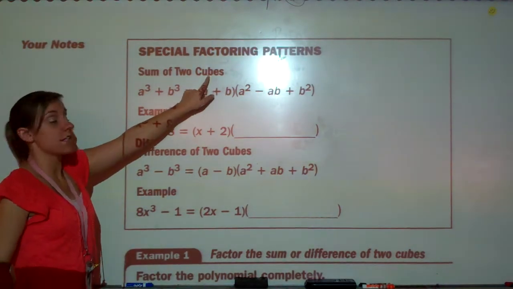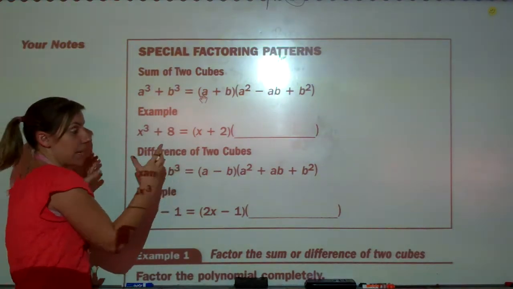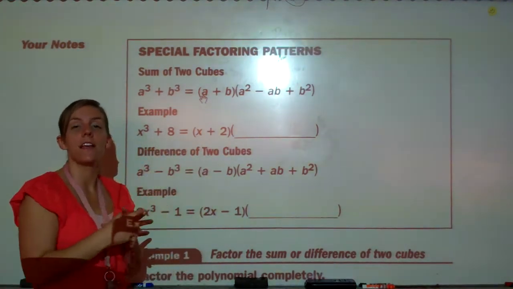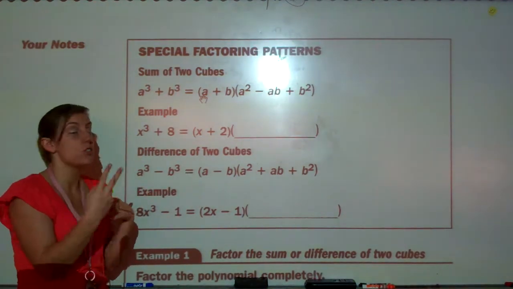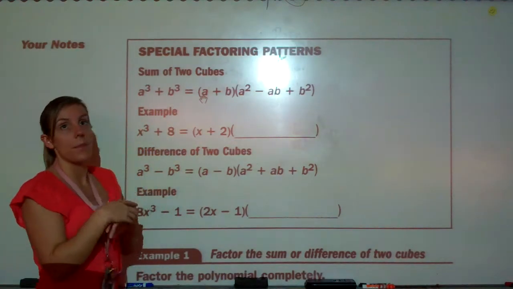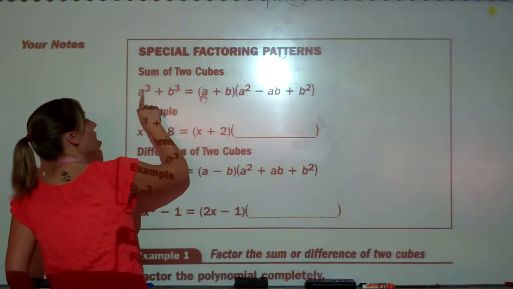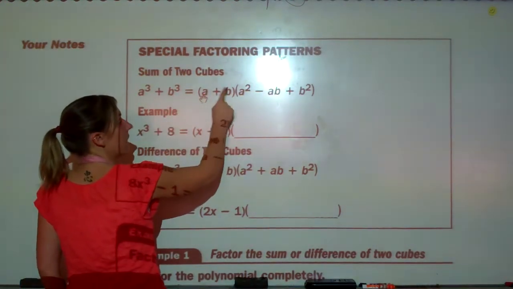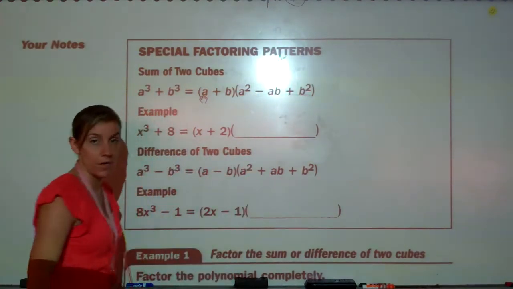So cubes means that you're recognizing that you've got to the third power in your original problem instead of to the second power. So we already did one pattern. Now we're going to add two more, but both of them have got terms cubed in them, okay? So the pattern is that once you recognize what A and B are, you get A plus B, and then you get A squared minus A times B plus B squared, okay?